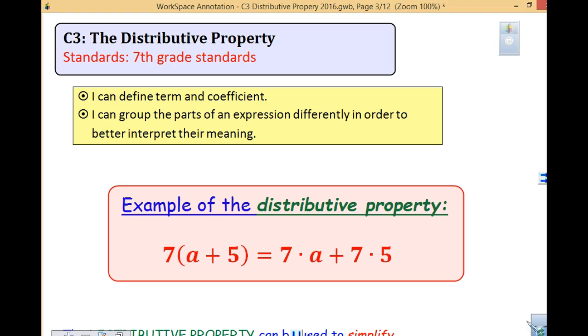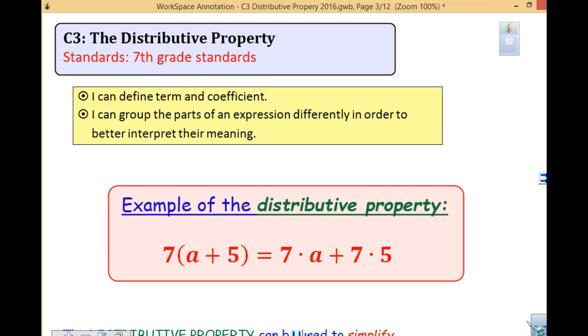So, as you are looking at the distributive property, we've done commutative, we've done associative, okay? We are now looking at the distributive property. It's on the bottom of the page. So if I'm taking a look at the distributive property, it says I can define a term.